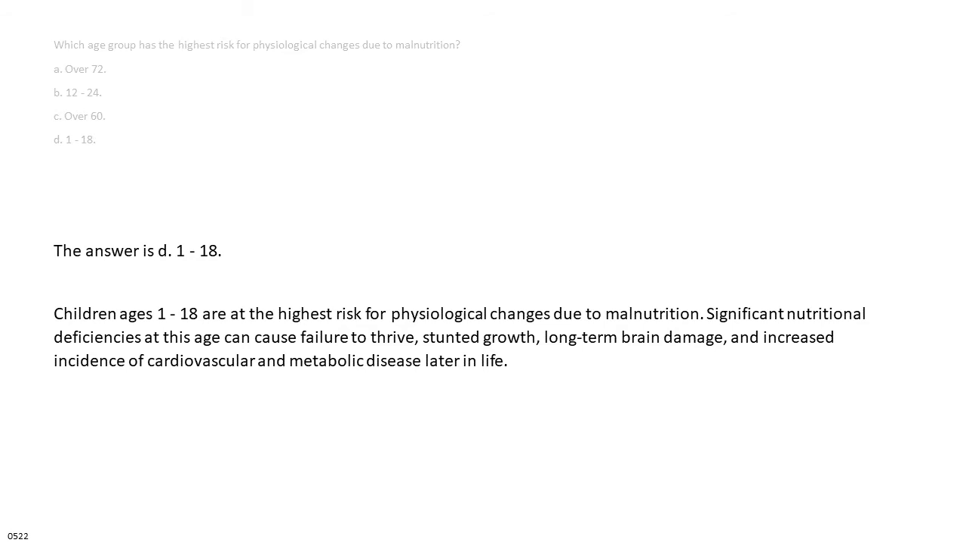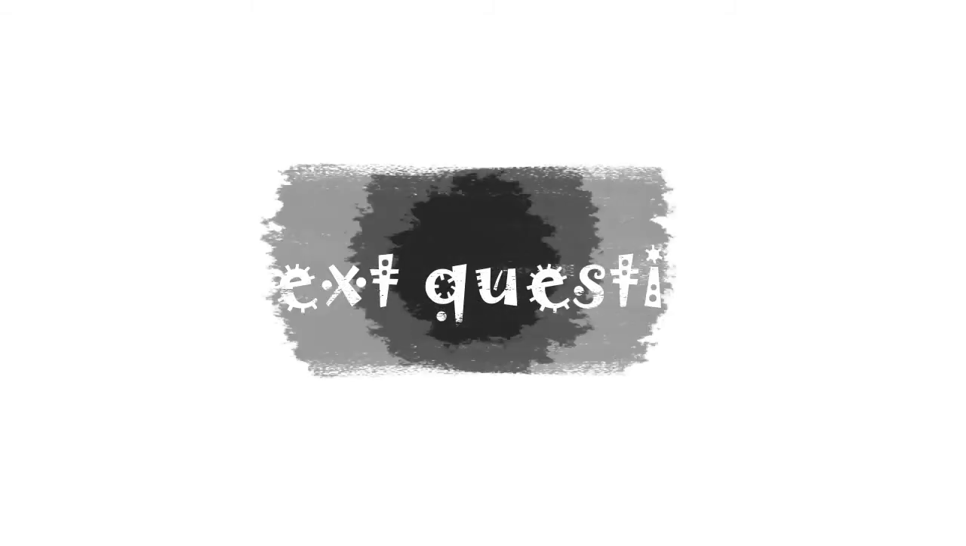Children ages 1 to 18 are at the highest risk for physiological changes due to malnutrition. Significant nutritional deficiencies at this age can cause failure to thrive, stunted growth, long-term brain damage, and increased incidence of cardiovascular and metabolic disease later in life.